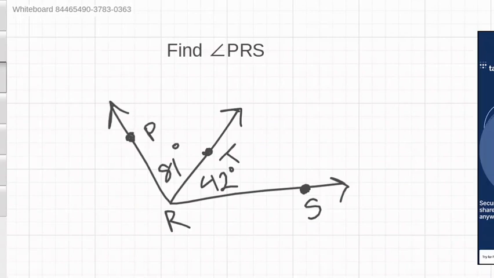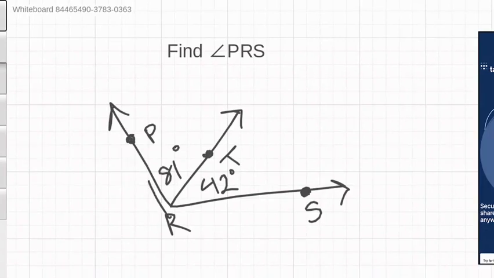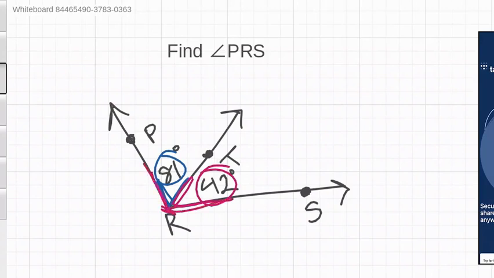Alright, let's do some practice. Find angle PRS. So we know that PRS is the whole angle, but we don't know the value of the whole angle. What we do know is the value of the two smaller angles. We know that we have 81 and 42. Since 81 makes up one portion of our angle and 42 makes up the other, we would add 81 and 42 to get this whole angle, to get the whole of PRS.